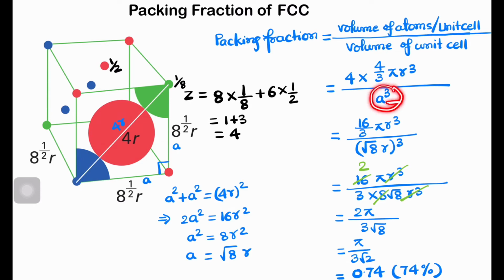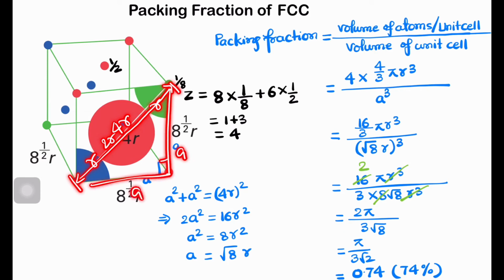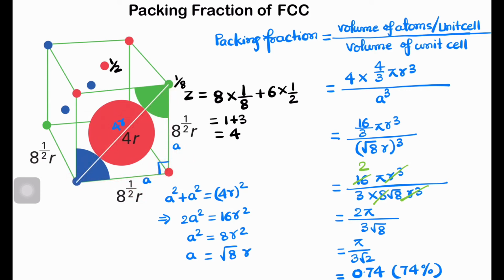Now, we know that in FCC, the corner atoms and face center atoms touch each other. So they are touching. So if we see this face diagonal, the length will be 4r, that is r plus 2r plus r. And this is the edge length, and this will be a right angle triangle. So we can say that the hypotenuse is equal to 4r.